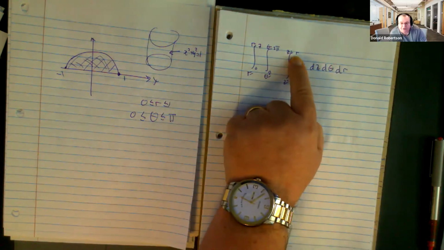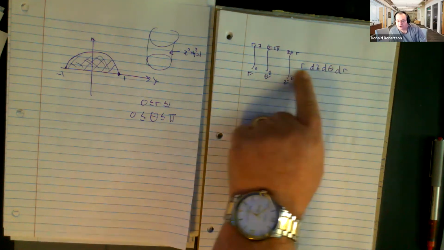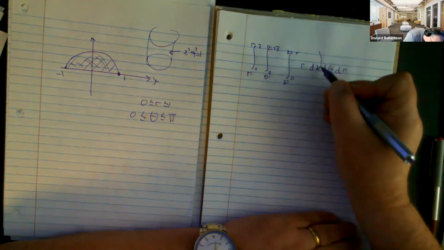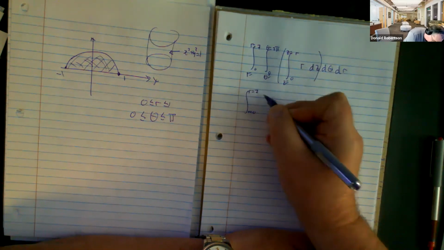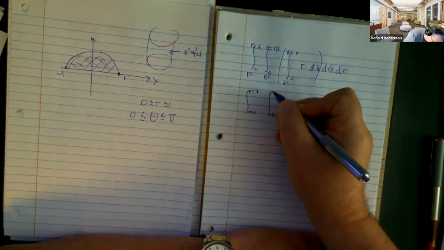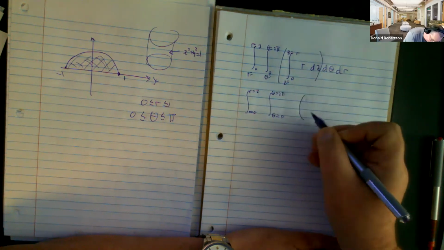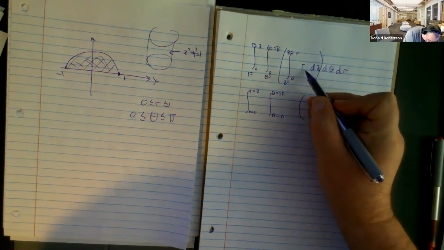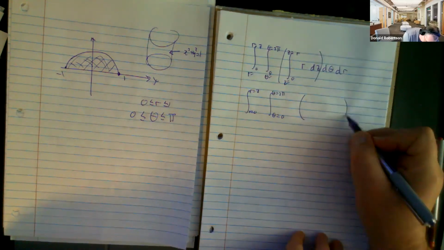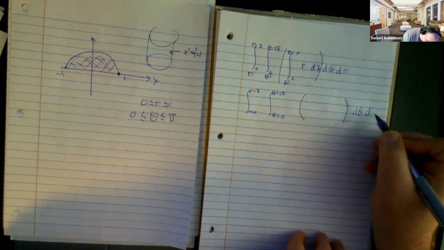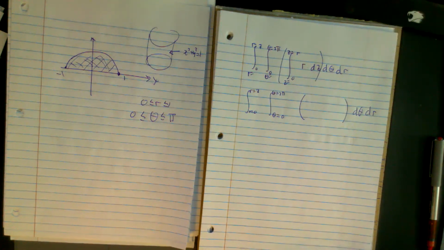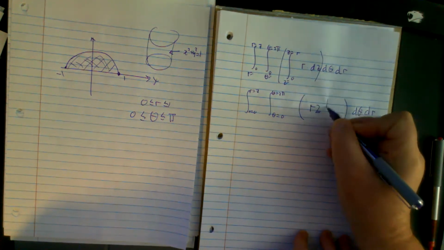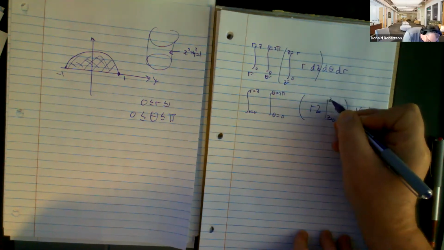Now, since this contains an r, these are not separable. So I'm going to do this integral first. So it's going to be from 0 to 7 and from 0 to 2 pi. If you integrate r with respect to z, what do you get? Integrate r with respect to z. You get zr. Okay. And evaluated from 0 to r.